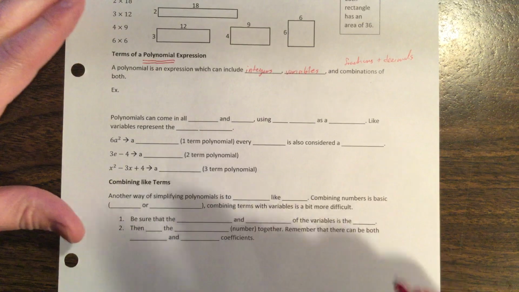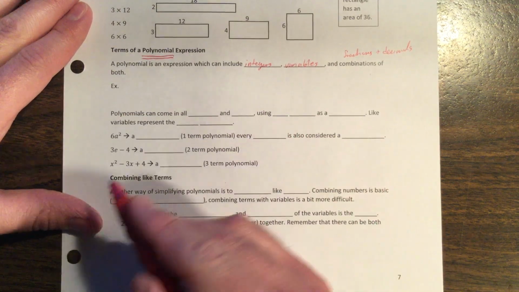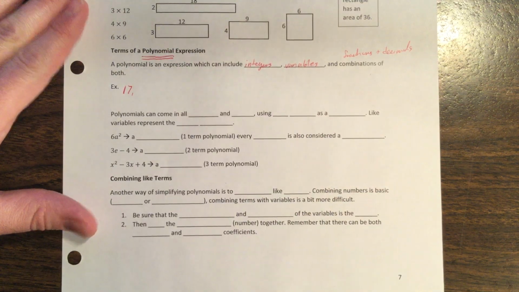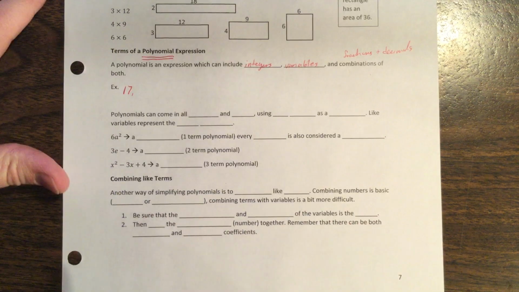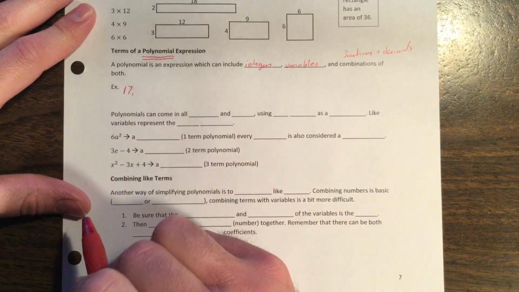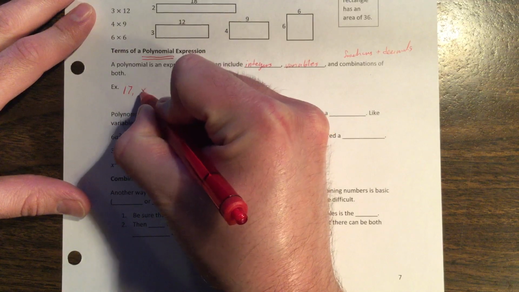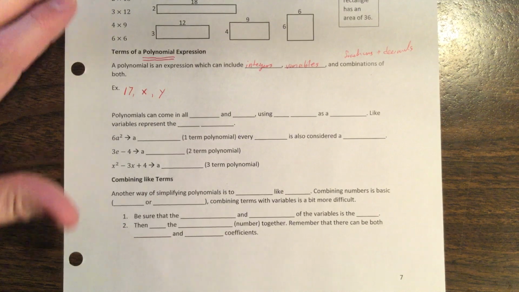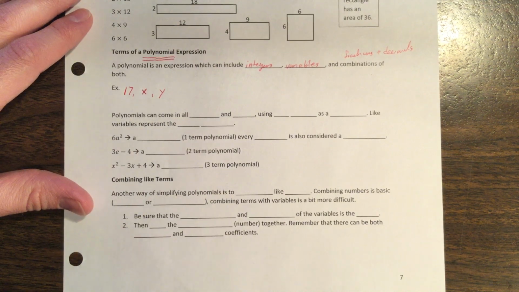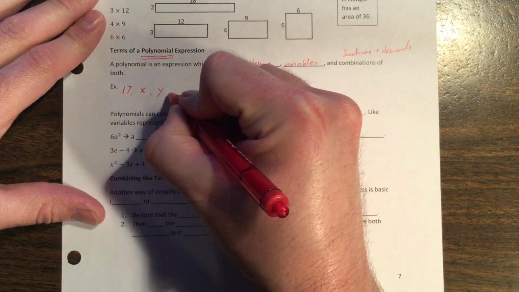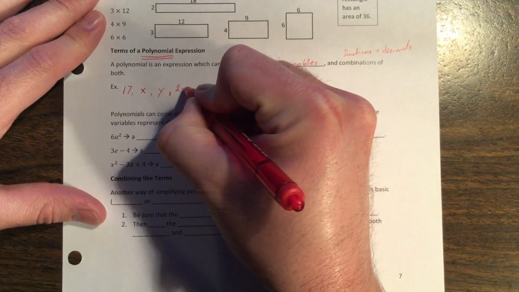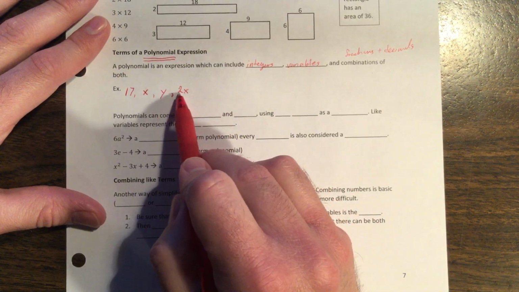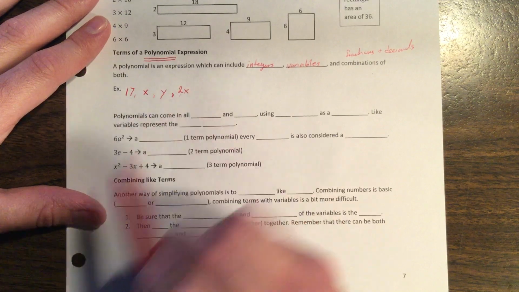To take a look at some examples, maybe the most basic example could be the number, let's use the number 17. That is a polynomial. It's a number. It's an integer. That's all it is. So that would be what we could consider a polynomial. We could also have a variable, and we might consider something like x or y. These are polynomials, or can be represented as polynomials. We could also start to put them together. So we could have something like 2x. That's a polynomial. It has an integer as well as a variable in there.